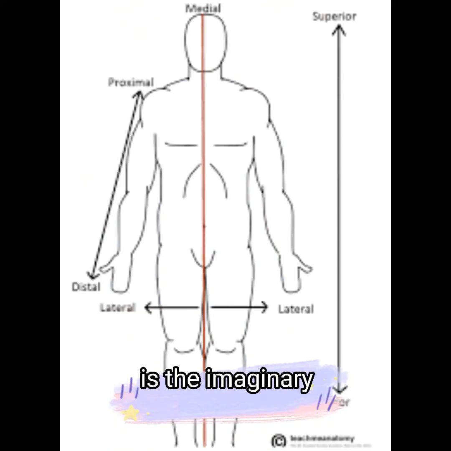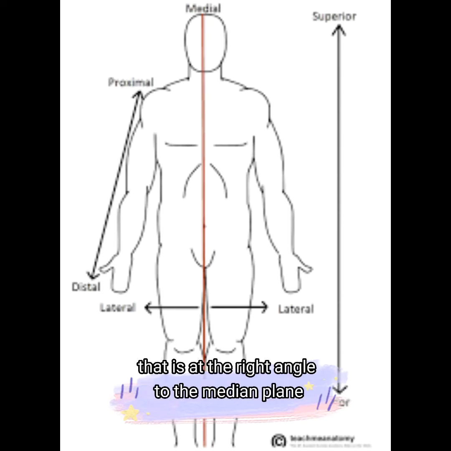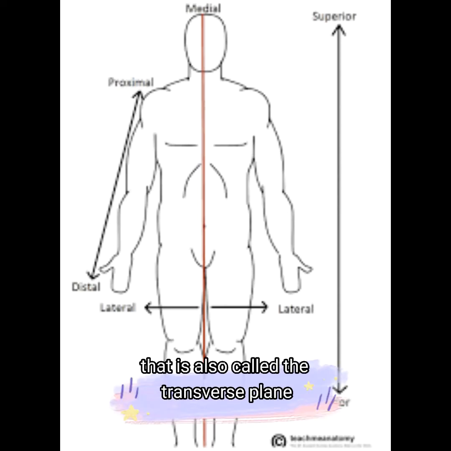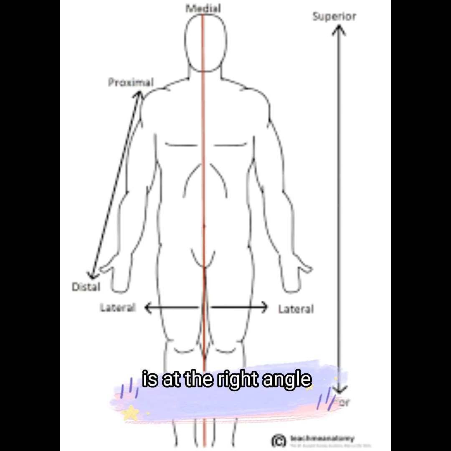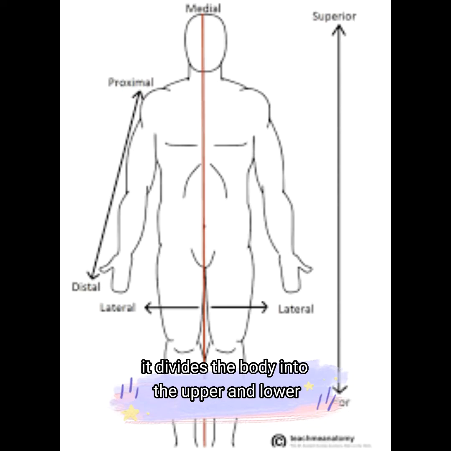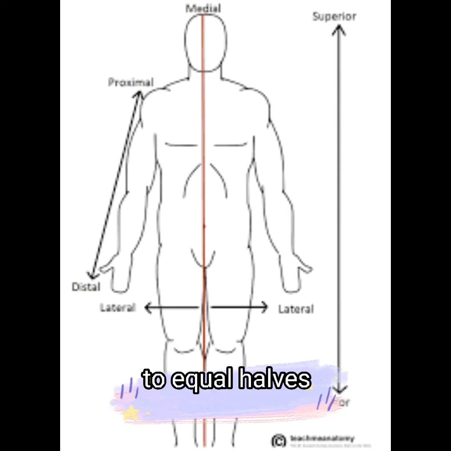Second is the coronal plane. Coronal plane is the imaginary vertical plane that is at the right angle to the median plane. It cuts the body into the anterior and posterior parts. Horizontal plane, that is also called the transverse plane, is at the right angle to both median and coronal plane. It divides the body into the upper and lower two equal halves.